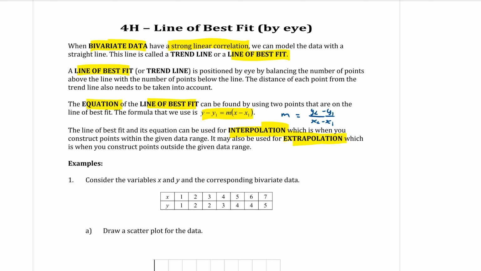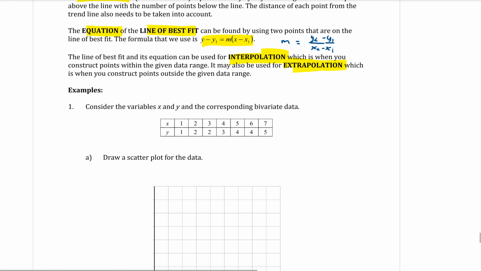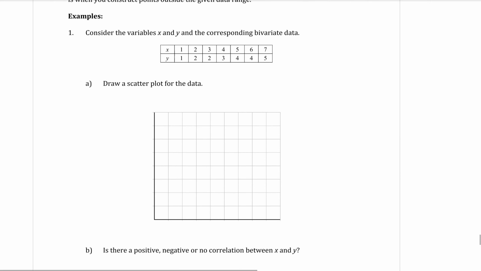So we may come across those words. So let's do it. Example number 1. Consider the variables x and y and the corresponding bivariate data. First of all, draw the scatter plot. This is what we did yesterday. We have an x-axis with numbers 1 through to 7: 1, 2, 3, 4, 5, 6, 7. In case we're going to do any extrapolating, I'm just going to add a couple of extra spaces there as well. Then we have our y-axis, which goes up to 5: 1, 2, 3, 4, 5, but I'm just going to extend it a bit further. And we carefully plot our points.